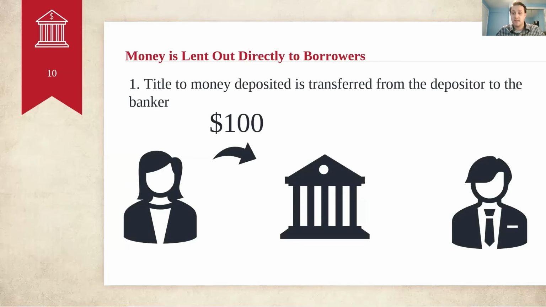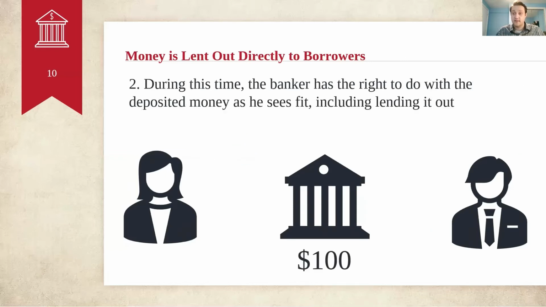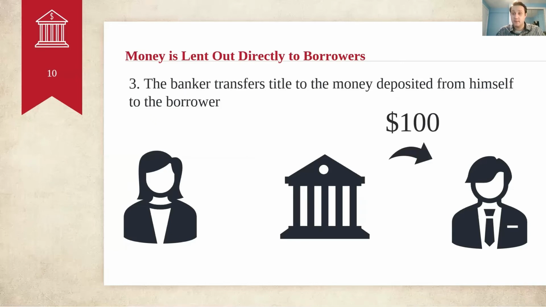The beginning of the story is the same as previously. When the depositor deposited their money, they transferred title of that money to the bank. As we have already seen, the banker then has the right to do with this money as he pleases. This includes lending the money out.